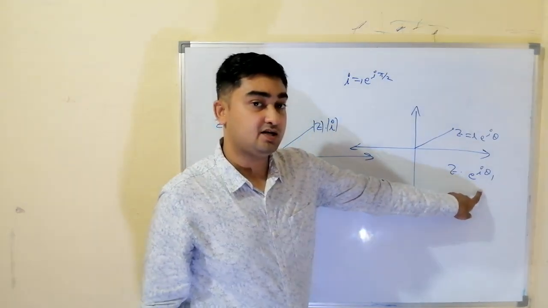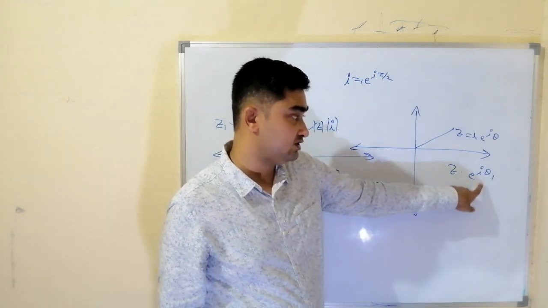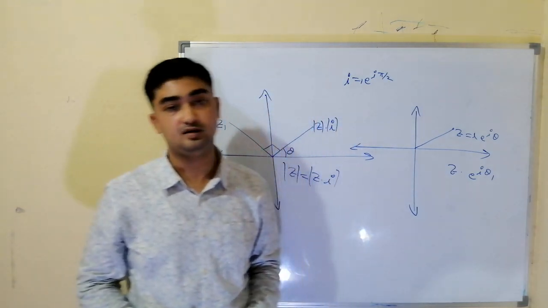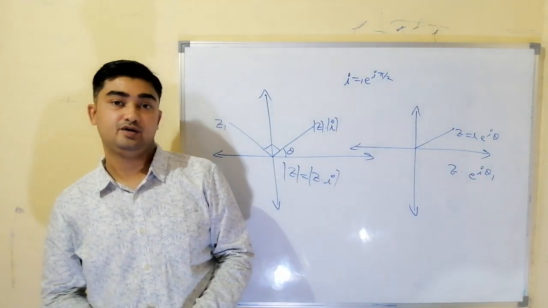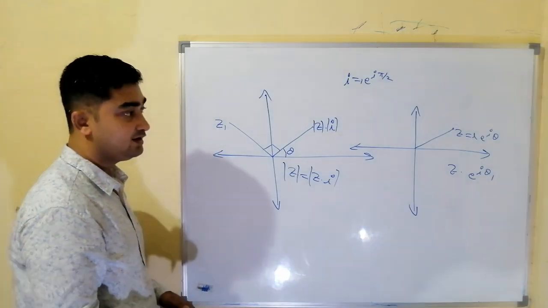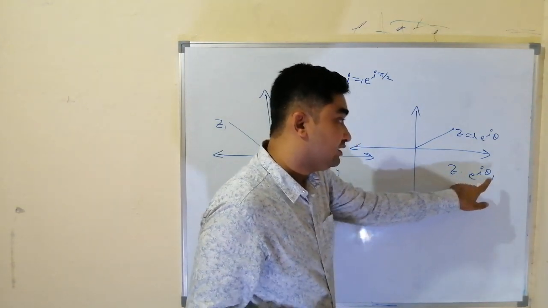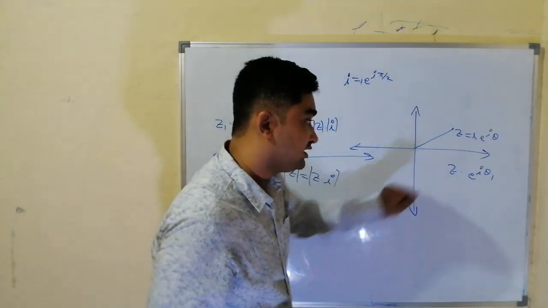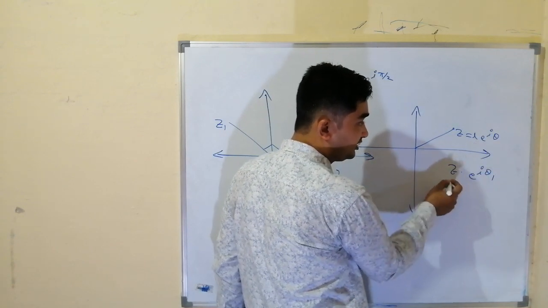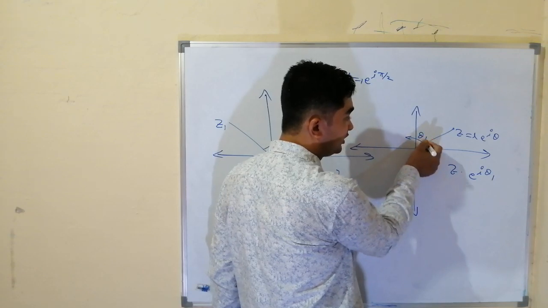When two complex numbers are multiplied, the new modulus is the modulus of this into the modulus of this. The modulus of this is 1, because this is cos theta plus iota sin theta, and its modulus is 1 because cos square theta plus sin square theta is 1. Then the modulus is the same, but the argument will change. What is the new argument? The new argument will be the addition of the two arguments, theta plus theta 1. That means it will rotate by an angle theta 1.